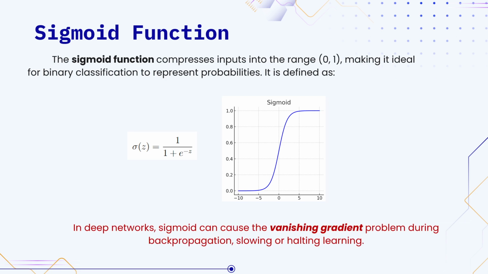In deep networks, sigmoid can cause the vanishing gradient problem during backpropagation of the learning process, slowing or halting the learning. We will understand this issue better when we dive further into the training process.